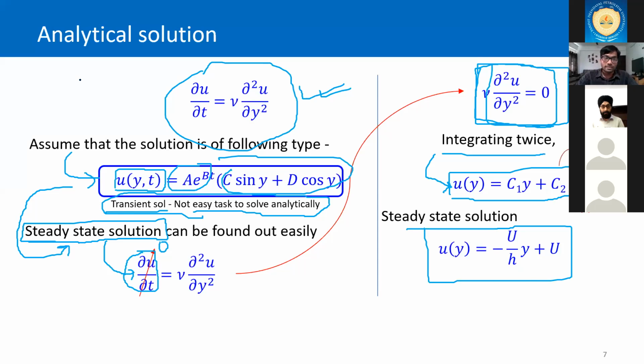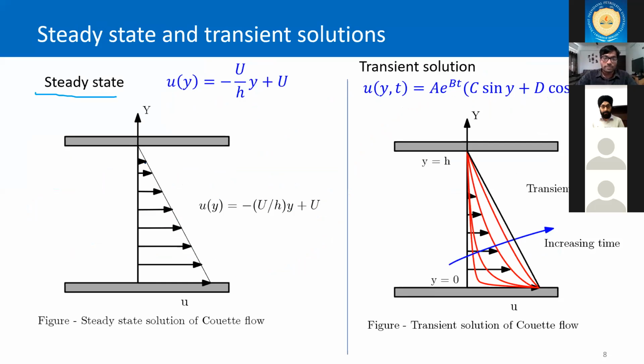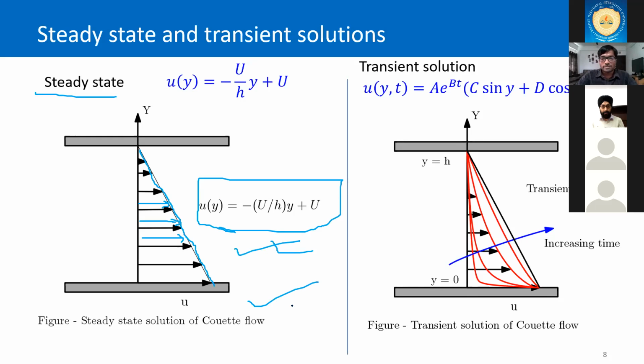So you can see the steady solution looks something like this. The profile at infinite time, when the flow has settled, would look something like this. It would be a linearly decreasing velocity profile in this form. But yes, as far as fluid mechanics is concerned, we are happy with this. Okay, but we are not happy.